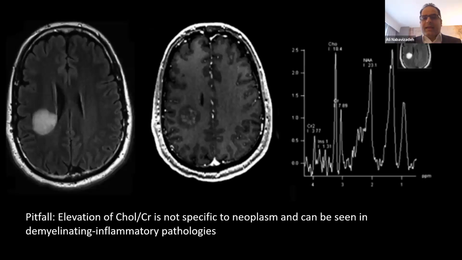Another pitfall is that we have to be aware that elevation of choline to creatine is not specific to neoplasms. We can see in this patient with tumefactive demyelination this periventricular lesion with some enhancement, and there's marked elevation of choline to creatine, some decreased NAA, prominent lipid lactate peaks, and this was not a tumor.